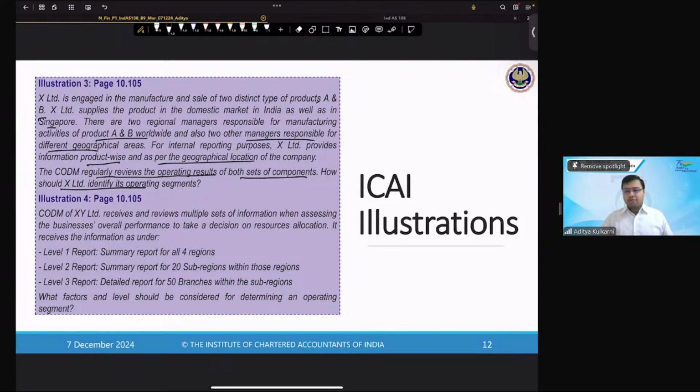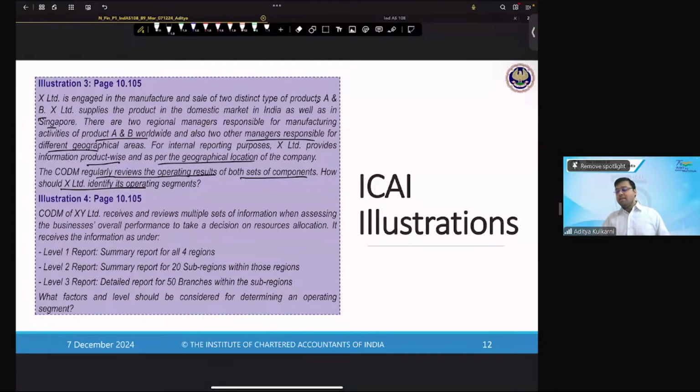That's right. Okay. So what you have to understand is, how does the CODM want to view? Is he wanting to view geographical performance? Is he wanting to view product line performance? Is he wanting to view both? How is he accountable? Is he accountable for the market's profitability in India or Singapore? Is he responsible for the product line profitability, A or B? Or is he accountable for everything?